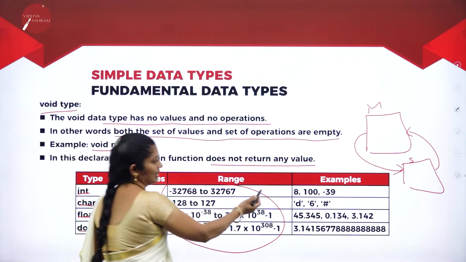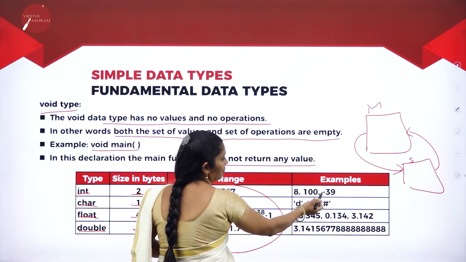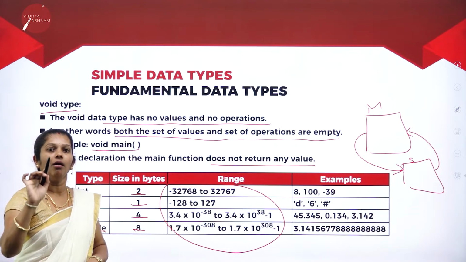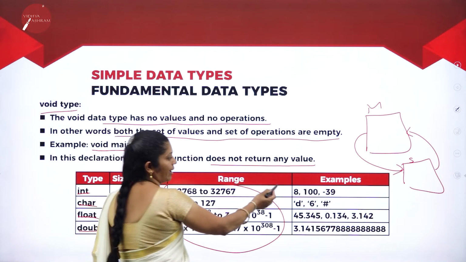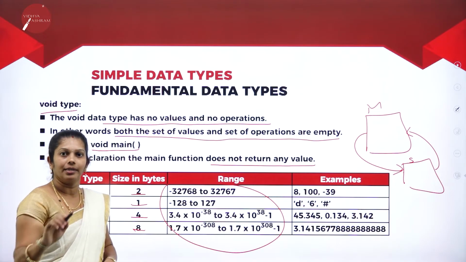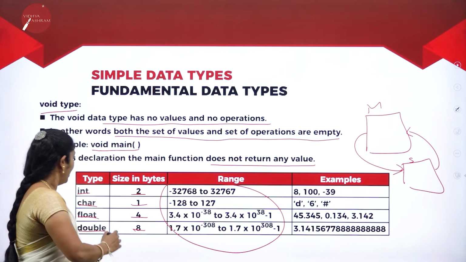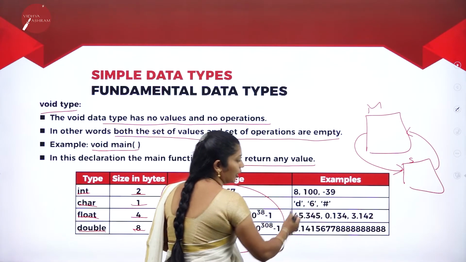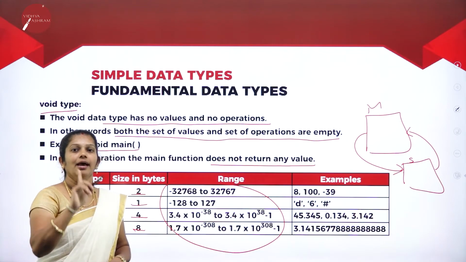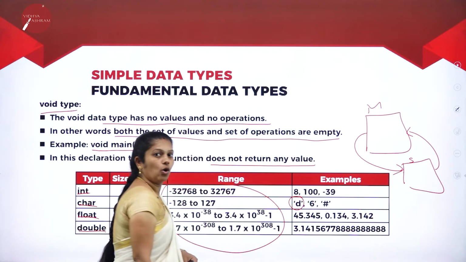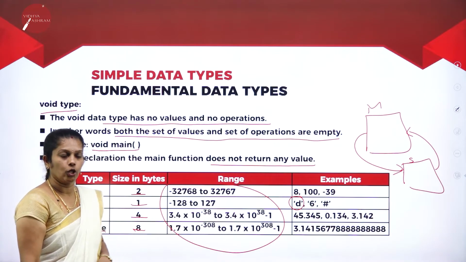And here we are given examples, like 800 and minus 39, because as I already told you, an integer may be a positive number or a negative number. That's why 8 is an integer value, 100 is also an integer value, and minus 39 is also an integer value. If I take character, everything we have to write in single quotes. Only one character it contains, and it is opened as well as closed by single quotes here.